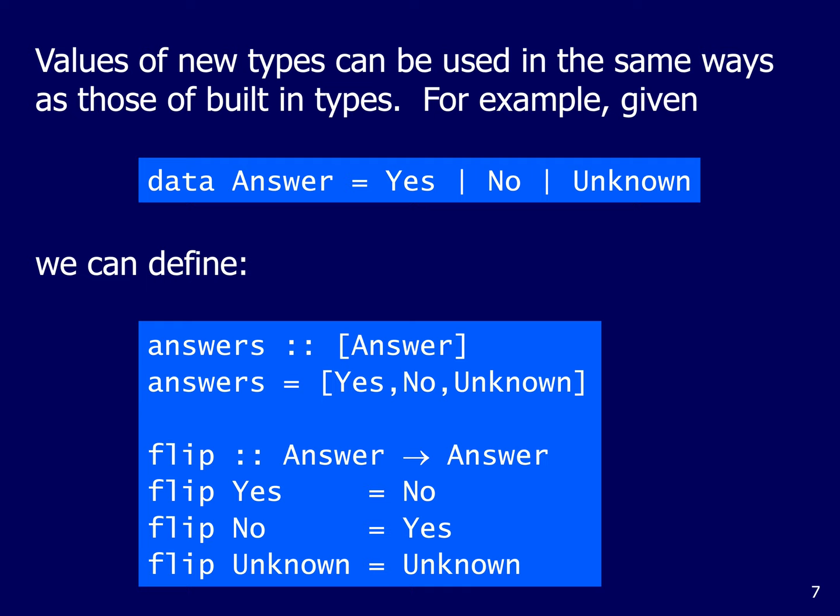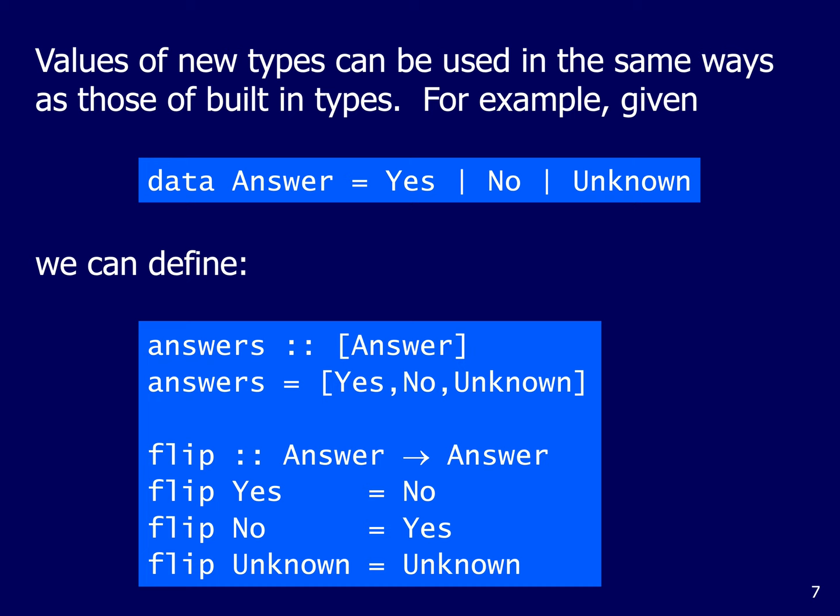So the point here is that you can put your own values into data structures, like we did with the answers definition. You can pattern match on values of your own data types, and you can pass them as parameters and return them as results. So Haskell is trying to be very flexible.